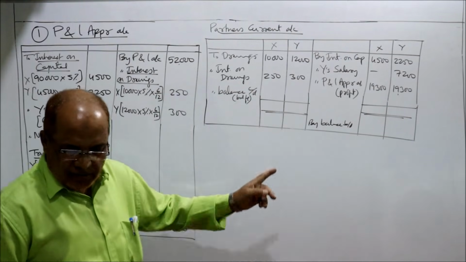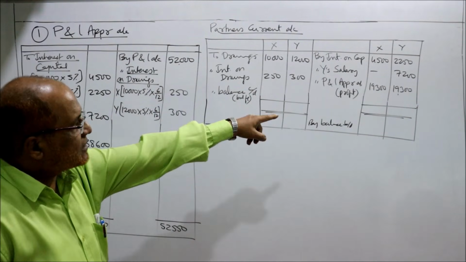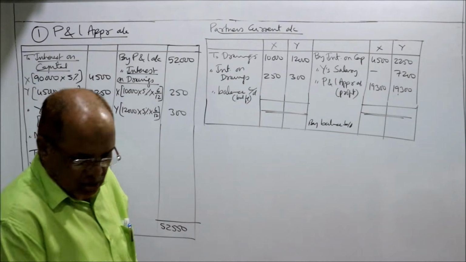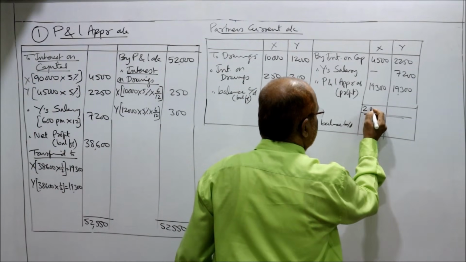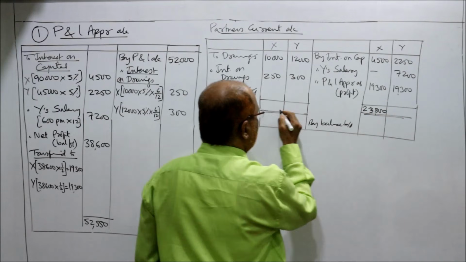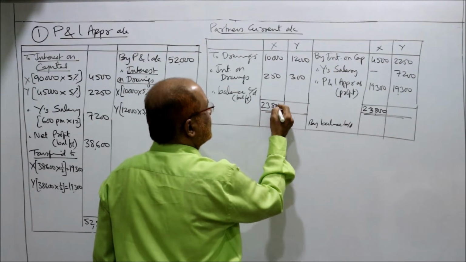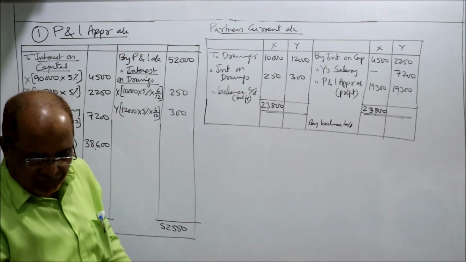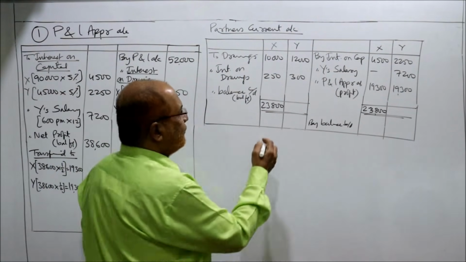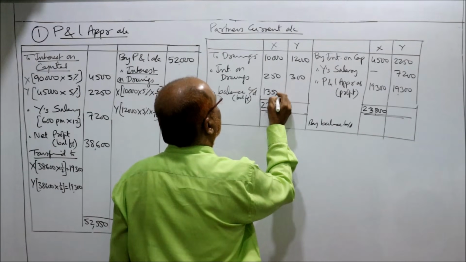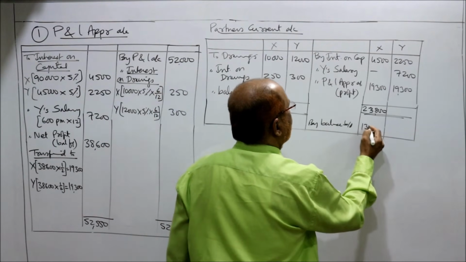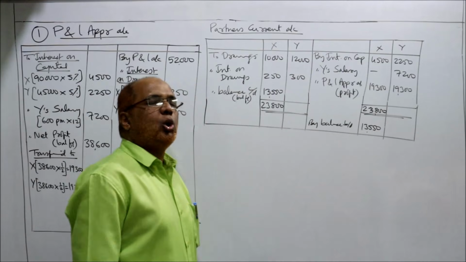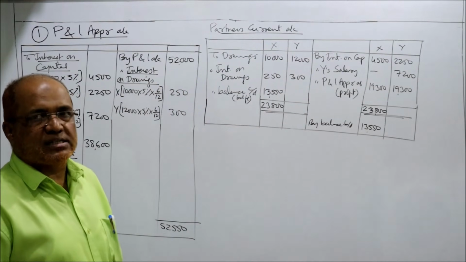Balancing figure. First of all, take the total on the credit side. X column credit side total 23,800. Here also 23,800. Subtract: 23,800 minus 10,000 minus 250. You will get 13,550. So 13,550 is the closing balance in current account of X.